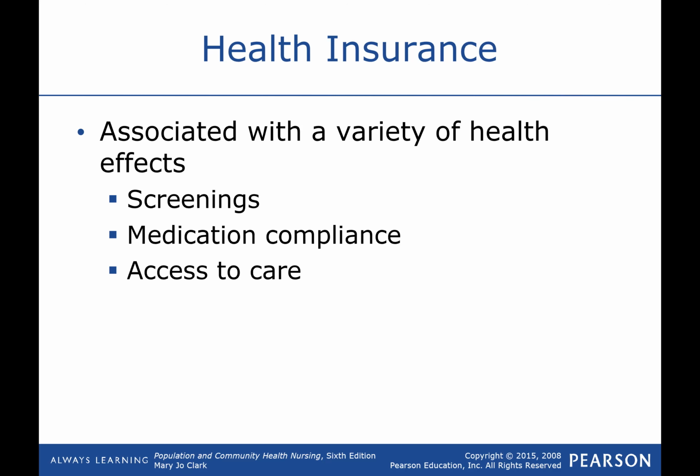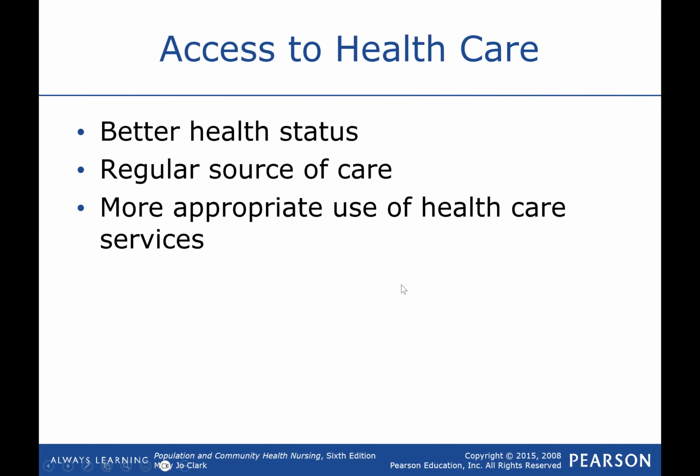People who remain uninsured for a year or more are 7 times more likely to forgo needed health care due to costs. And there's a 4-fold likelihood of foregoing or delaying care. And the likelihood of going without needed care is twice as high for uninsured persons with disabilities as it is for those who do not have a disability. So we're looking at access to healthcare. We want better health status. We want a regular source of care. We want more appropriate use of healthcare services.